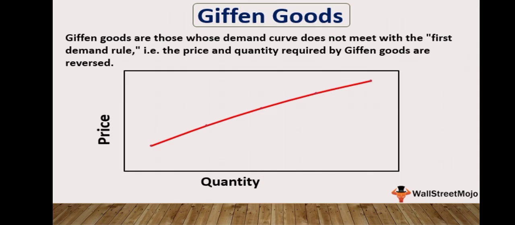So let's talk about Giffen goods. Giffen goods are a type of inferior good only, and here also the demand will show the reverse relationship of what the law of demand says. So it has a direct relationship between price and quantity. Giffen goods are those goods whose demand curve does not meet the first demand rule, and the demand rule is that price and quantity go inversely.